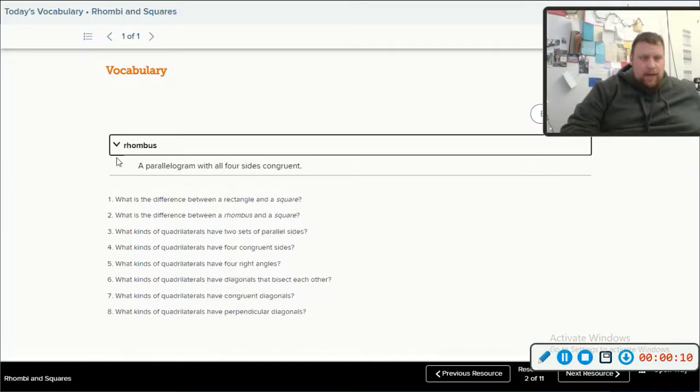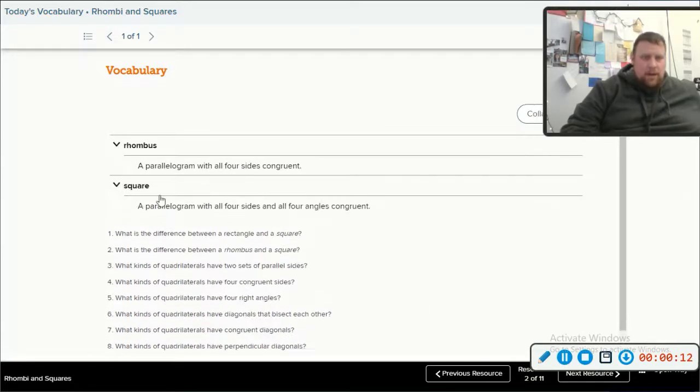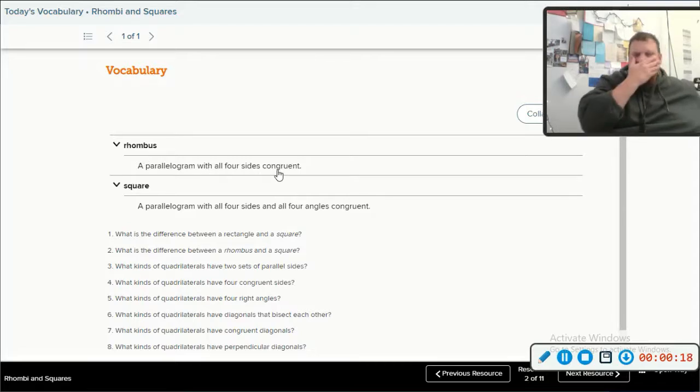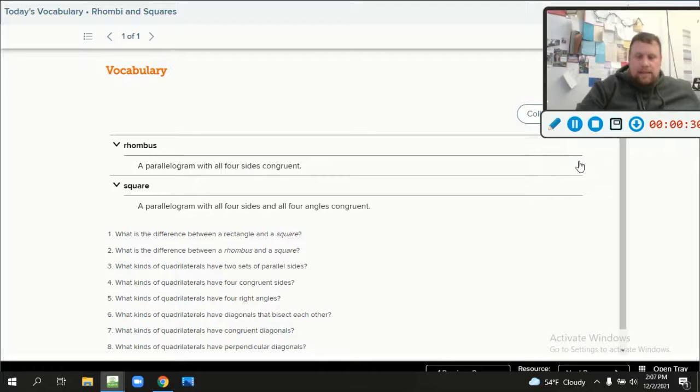I want you to have the definition of rhombus and square. A rhombus is a parallelogram with all four sides congruent, so all four sides are of the same length, whereas a square is a parallelogram with all four sides and all four angles congruent. They're all going to be 90 degrees, is what it turns out. But go ahead and pause this if you need to. I'm going to get moving on. Ready, set, go.